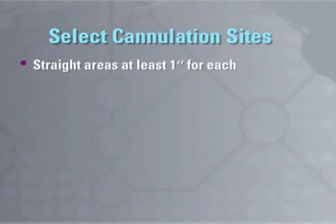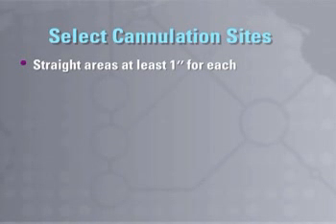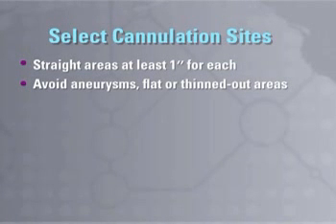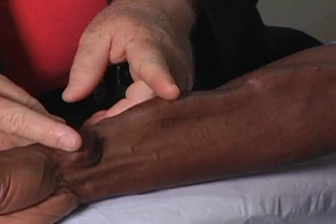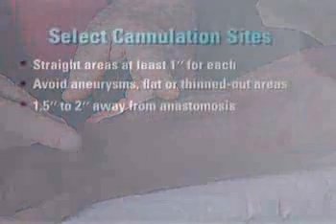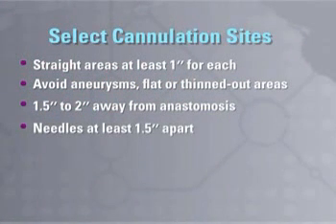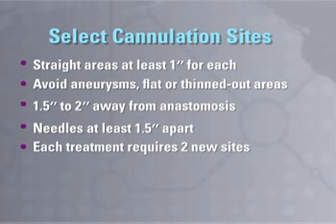Look for straight areas for at least 1 inch for each cannulation site. If you try to straighten out the vessel by pulling on it to cannulate, the vessel will retract to its original position when released and lead to an infiltration. To prevent complications, avoid aneurysms or flat or thinned out areas. Stay 1.5 to 2 inches away from the anastomosis. The arterial and the venous needles must be placed 1.5 inches apart. Each treatment requires 2 new sites.